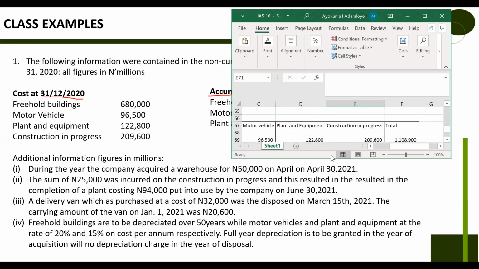How do you think we should treat this? We have spent an additional 25,000. We have classified it as what? Amount incurred as new additions. But there's now another part of it. It's enclosed in what? Completion of a plant costing 94,000, put into use by the company during that year. How are we going to treat it?